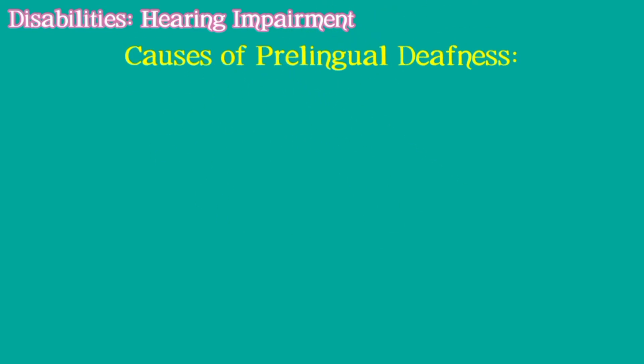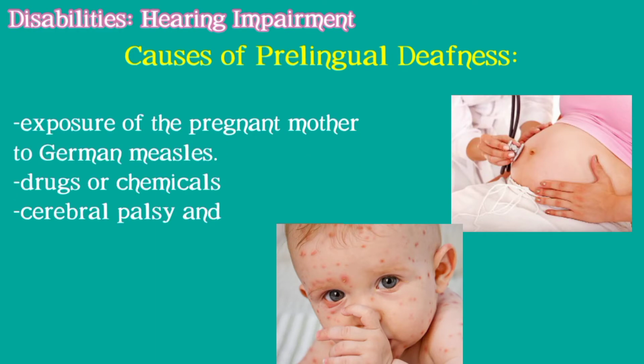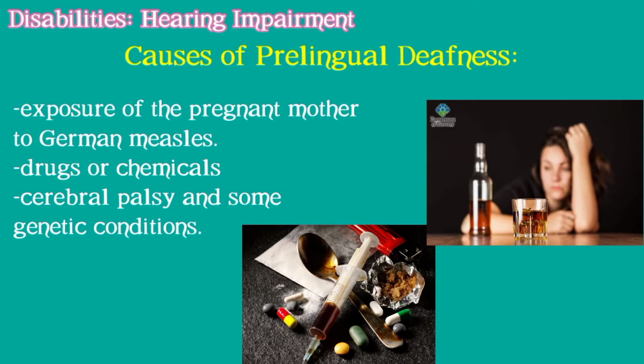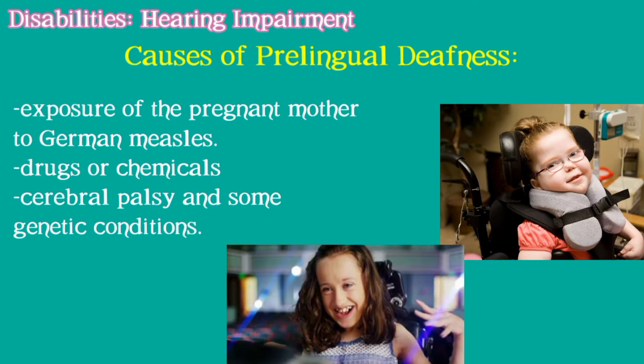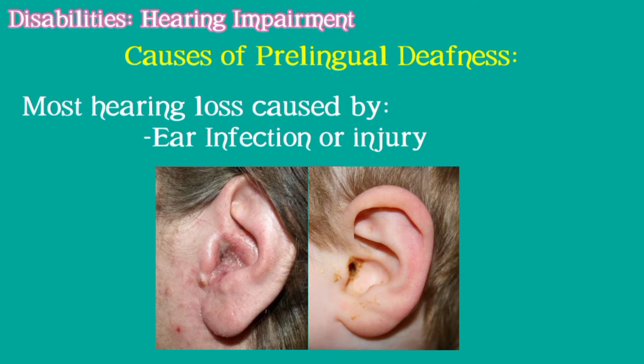So what are the causes of this pre-lingual deafness? First, exposure of the pregnant mother to German measles. Second, drugs or chemicals. Third is cerebral palsy and some genetic conditions. However, most hearing loss is caused by ear infections or injury in the early years of childhood. Mild or moderate hearing loss can be a temporary condition in many children due to ear infections, but ear infections also often lead to permanent damage.